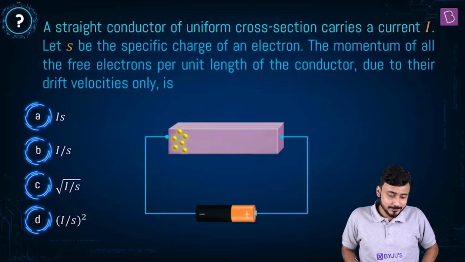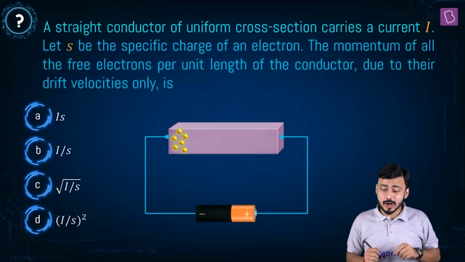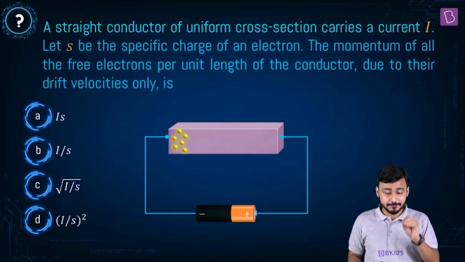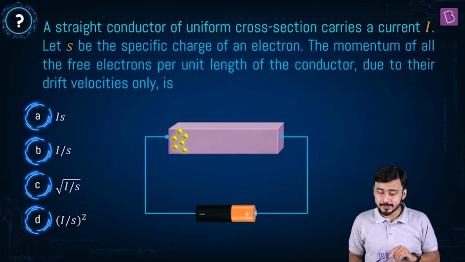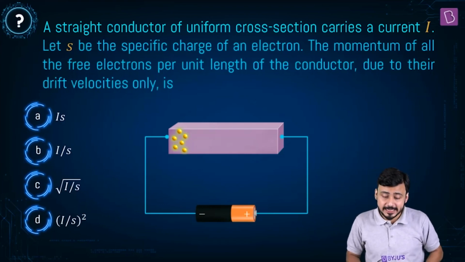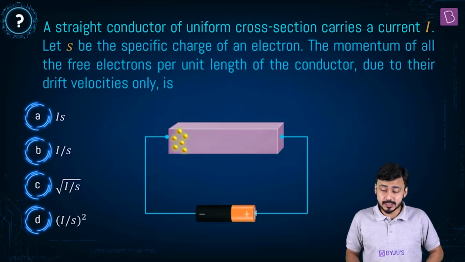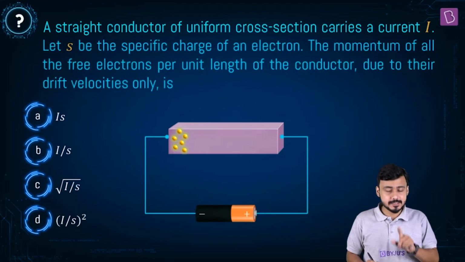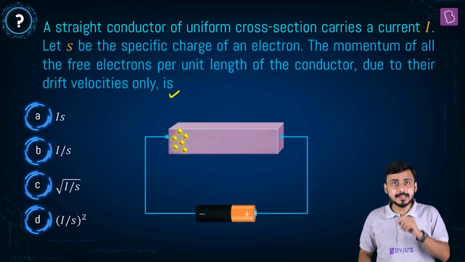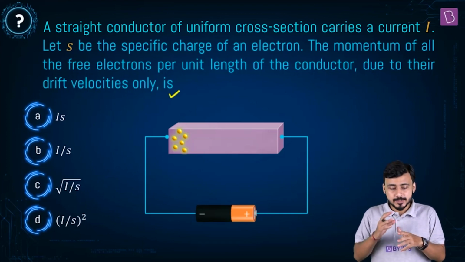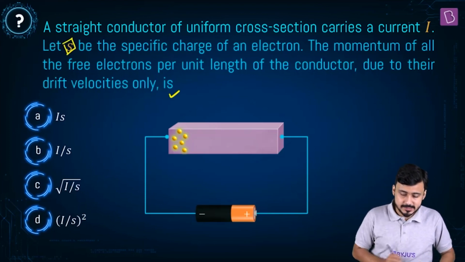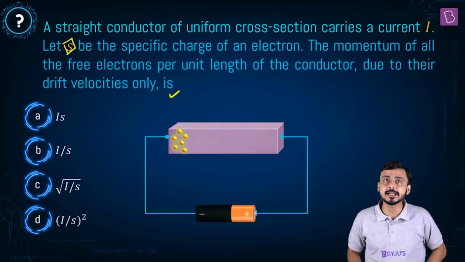Here the statement is, a straight conductor of uniform cross section carries a current I. Let S be the specific charge of an electron. The momentum of all the free electrons per unit length of the conductor due to their drift velocities only is. Please understand this. So basically here you should be aware of the terminologies they have used. So they have used a symbol S.